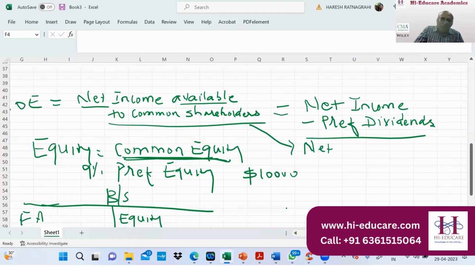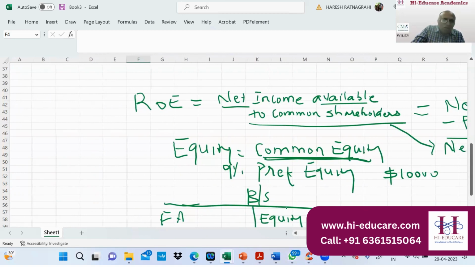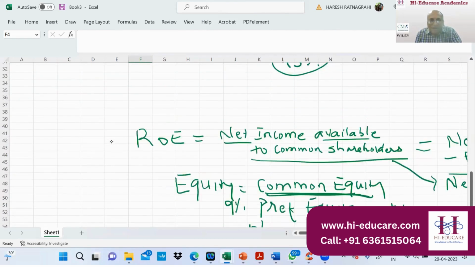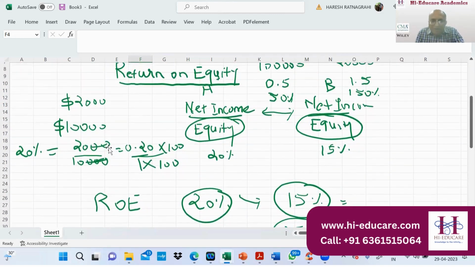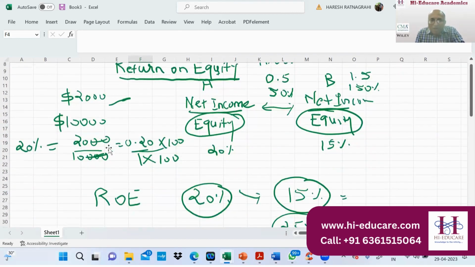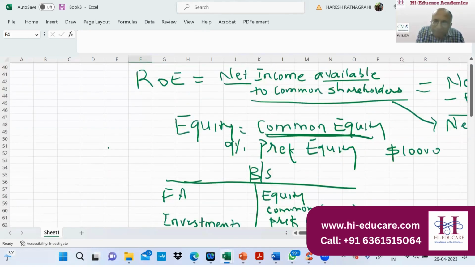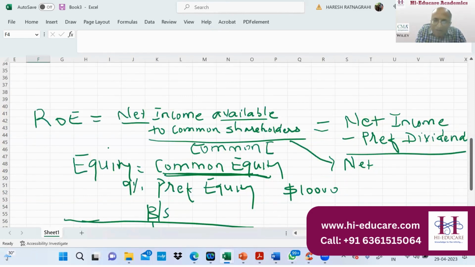Return on equity, right? It is net income available to common shareholders, and the division is by what? Your investment. Just like we discussed, from an investment point of view, if you invested money, your investment is nothing but equity. For example, you invested $10,000. So the formula is net income available to common shareholders divided by common equity. This is very important, right? Not only equity, common equity.